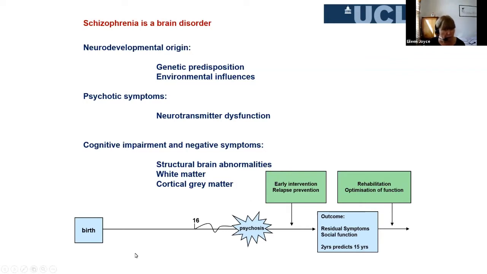So essentially what we know is that after birth, there is a long prodrome, if you like, or preamble, up to the late teens and early adulthood, when the psychotic symptoms emerge, preceded by a short prodromal period. After psychosis onset, there are early intervention teams which try to prevent relapse. Ultimately, the long-term outcome will depend on how you do in the first 2 years after psychosis onset, because if you remain symptomatic with poor social function after 2 years of early intervention, that will not change over the following decades. And then we're left with treatment consisting of rehabilitation and optimization of function.